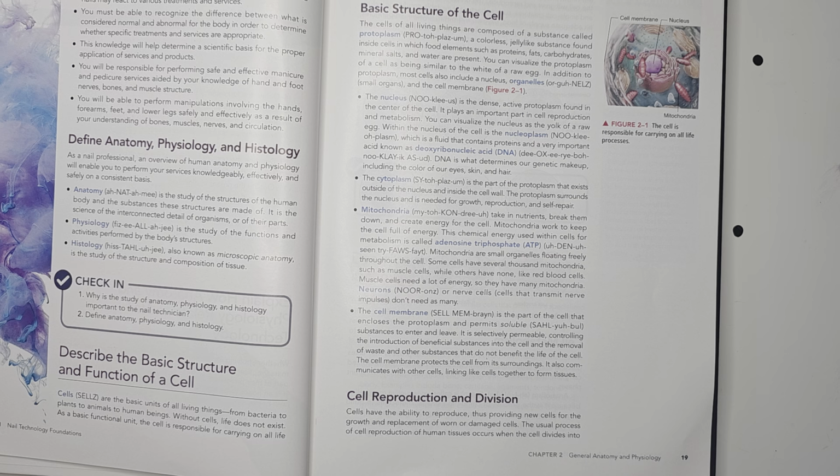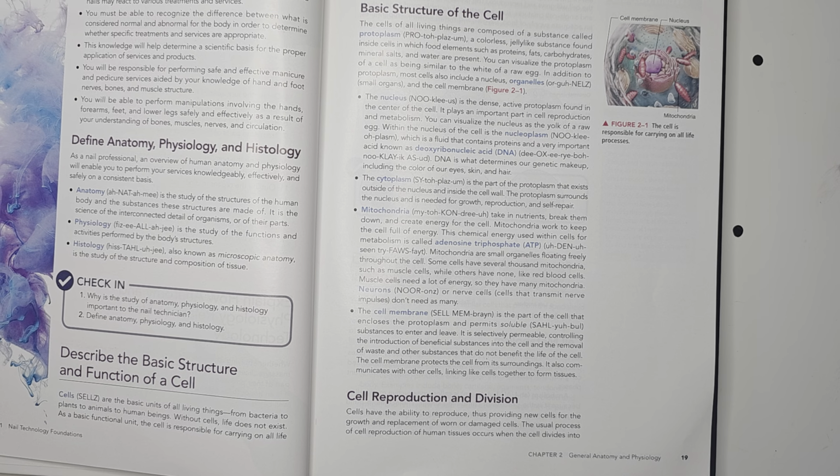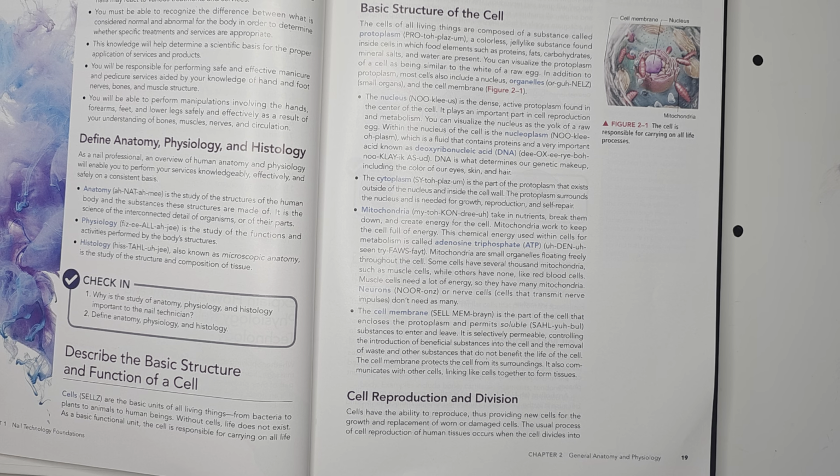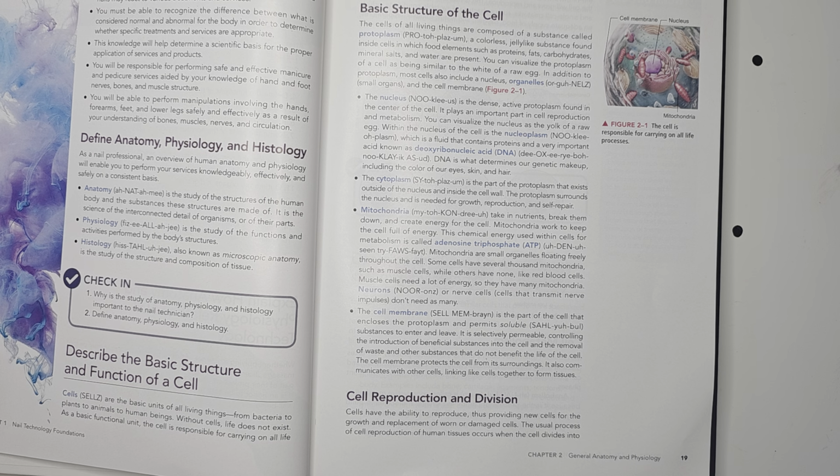adenosine triphosphate, ATP. Mitochondria are small organelles floating freely through the cell. Some cells have several thousand mitochondria, such as muscle cells, while others have none, like red blood cells. Muscle cells need a lot of energy, so they have many mitochondria. Neurons, or nerve cells, cells that transmit nerve impulses, don't need as many.